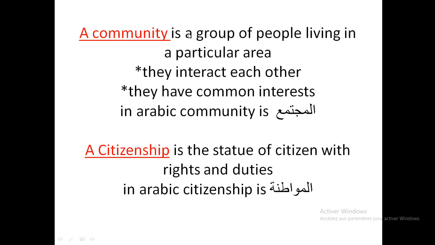A community is a group of people living in a particular area. They interact with each other, they have common interests, which is المجتمع in Arabic. Citizenship is the status of a citizen with rights and duties, which is المواطنة.